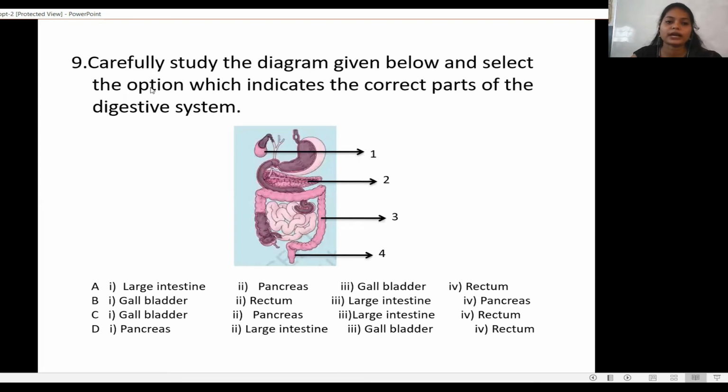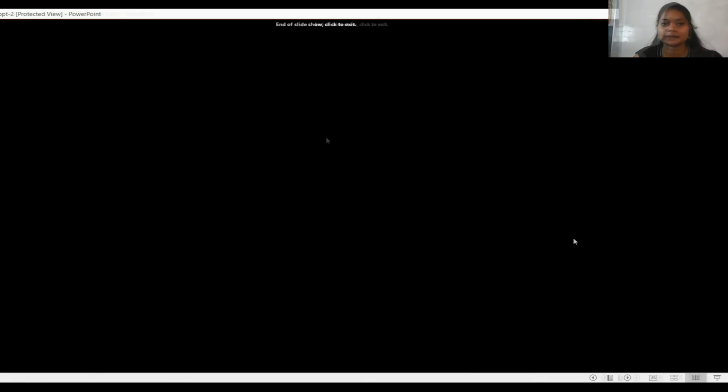Next question is also diagram based. Here, carefully study the diagram given below and select the option which indicates the correct parts of the digestive system. So here what you have to do, first you have to label the diagram, then you have to watch the order carefully. So first is what? First is the gallbladder. Second picture is of pancreas. Third is the picture of large intestine and the fourth one is rectum. So which one is appropriate for this question? C option. Gallbladder, pancreas, large intestine and rectum. So here the correct option is C.